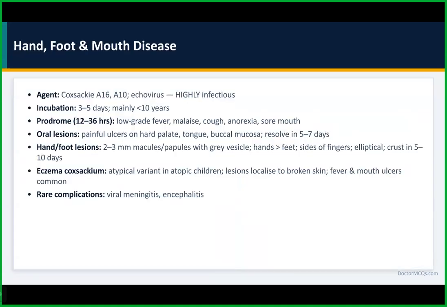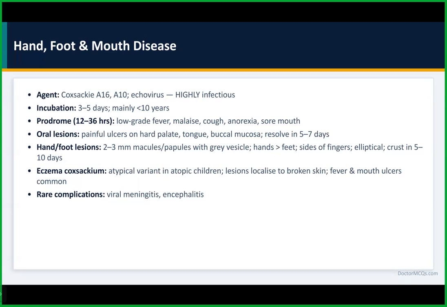Now comes hand, foot, and mouth disease. The agent is coxsackievirus A16, A10, and it is highly infectious like chickenpox. So school exclusion is very important. Incubation is 3 to 5 days, and again, it's in children less than 10 years. Many children might have this.